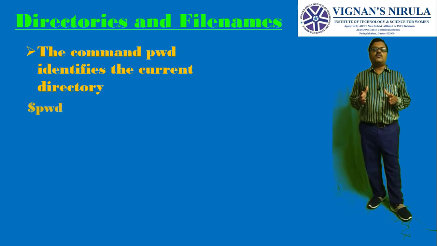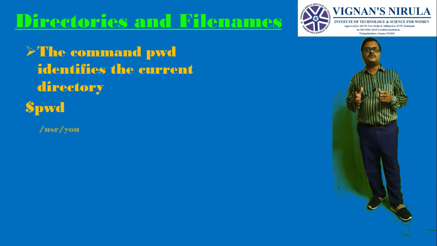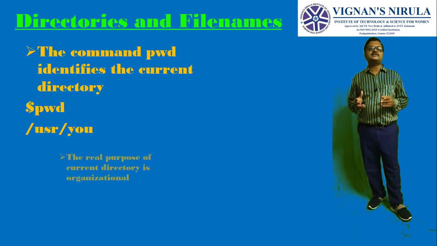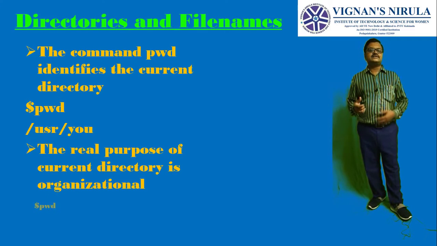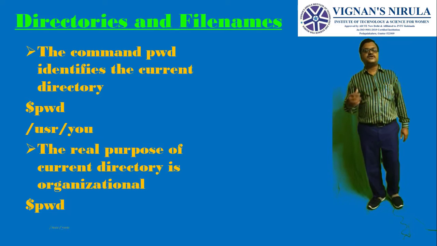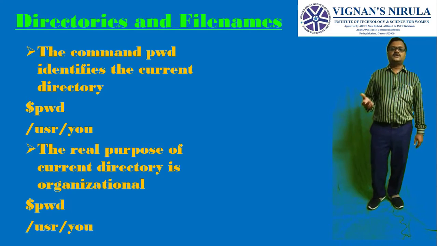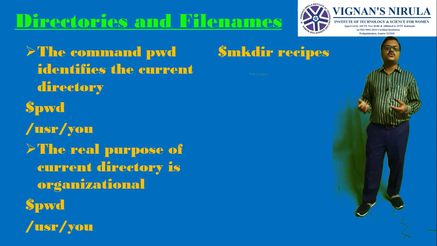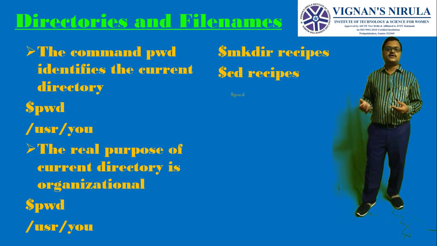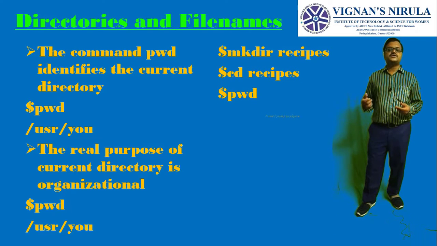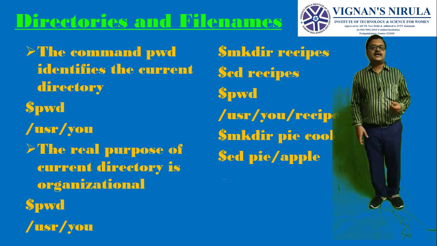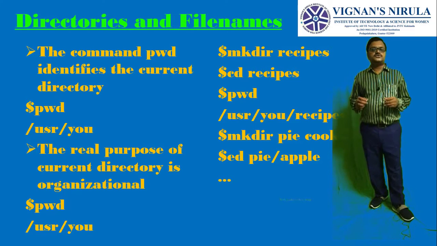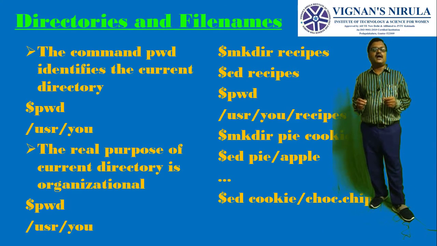Child process is created and it inherits the parent process. So next, what is the advantage of using files and directories? We can use the du command to know the file size. For example, first we create a directory called receipts with mkdir. Inside receipts there are two directories, pie and cookie. Inside the cookie there is a file called choco.chip, and inside the pie there are two files, crust and apple. Let's say crust is 4 bytes and apple is 4 bytes.